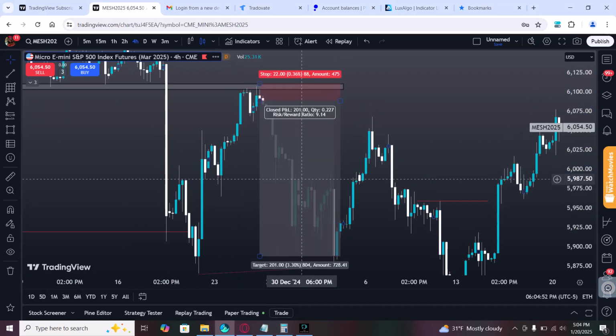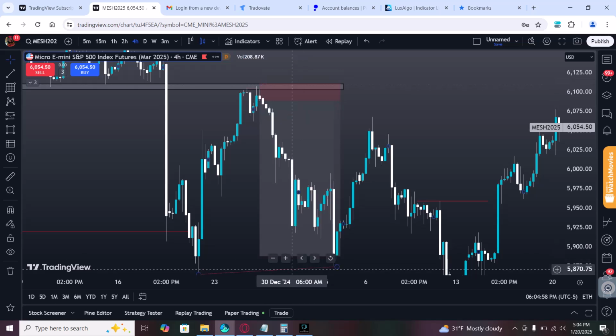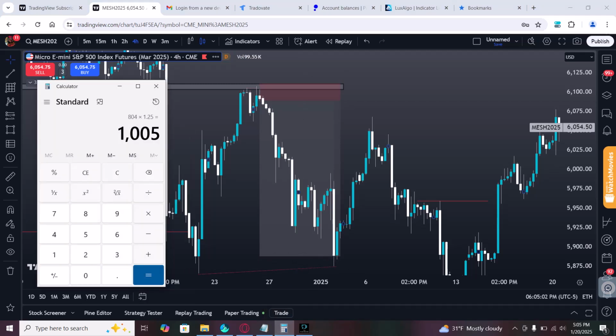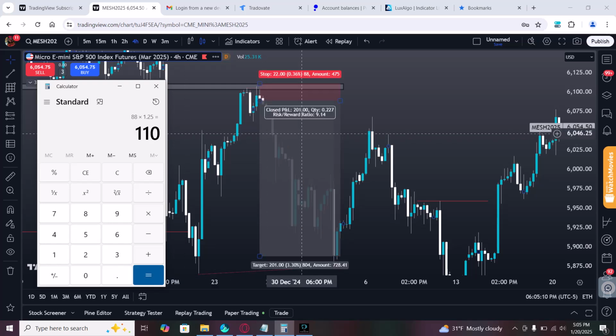Imagine if you got two, but you've also got to think about your risk. How much are you risking? Risk management. So that's 88 pips. I like to say pips from the Forex. 88 times 1.25, so you're basically risking $110. If you had two contracts, you'd be risking 220 instead of 110.